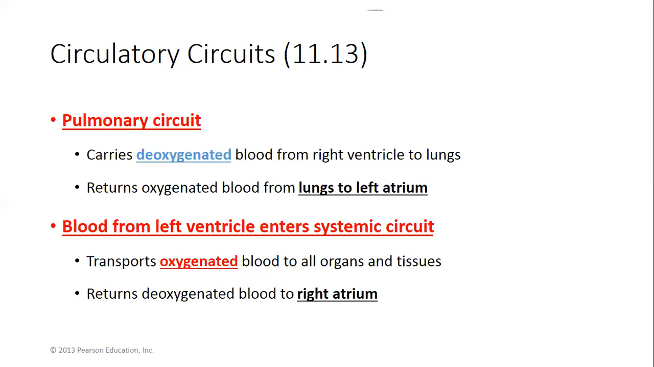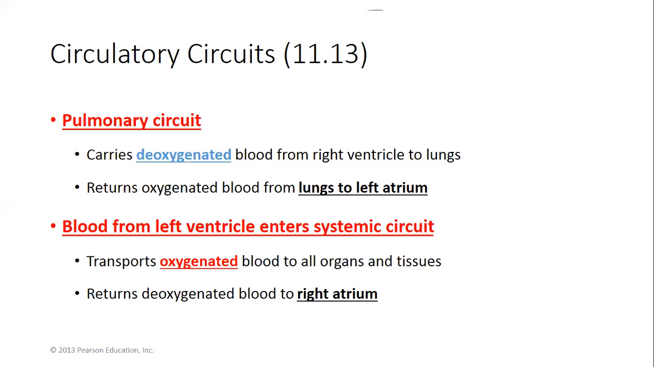And that oxygenated blood is returned from the lungs to the left atrium, right? The upper chamber on the heart on the left side. You have 2 atria and 2 ventricles. And the atria receive blood and send it to the ventricles, and then the ventricles pump blood out to either the lungs in the pulmonary circuit or the body in the systemic circuit.